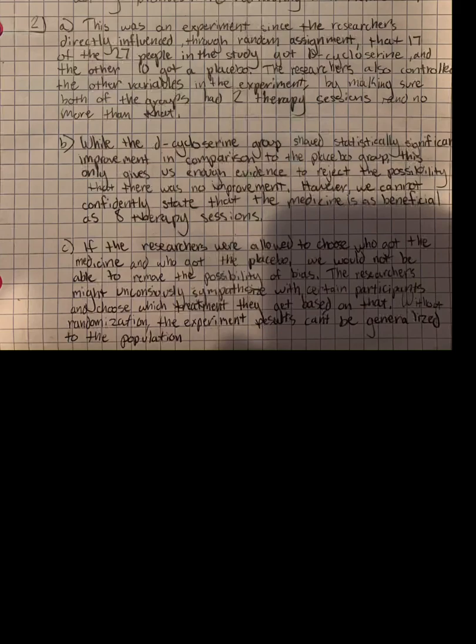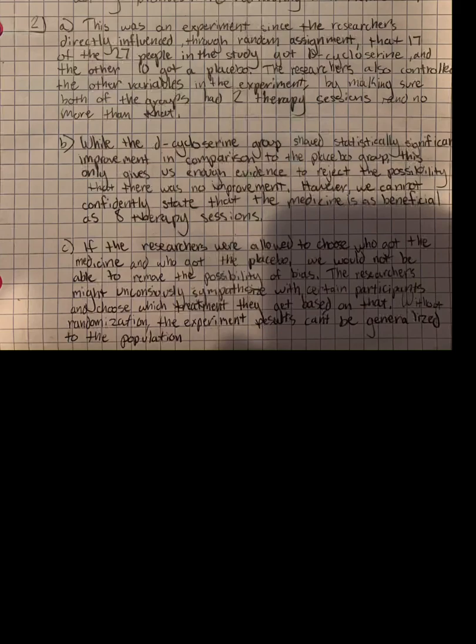So basically, all you have to do is say something along the lines of, while the D-cycloserine group showed statistically significant improvement in comparison to the placebo group, this only gives us enough evidence to reject the possibility that there was no improvement. However, we cannot confidently state that the medicine is as beneficial as 8 therapy sessions. Now, I know I just said that obviously the medicine had some sort of positive improvement on the people taking it versus the placebo group, and that improvement was statistically significant.